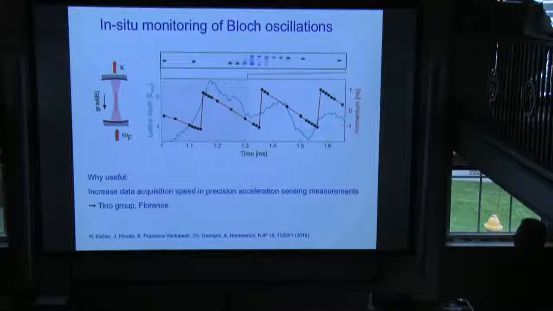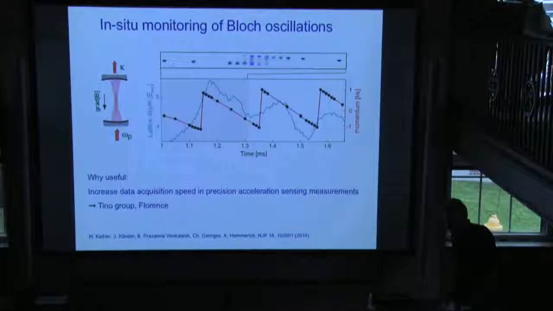Well, Bloch oscillations are used by people doing precision metrology, for instance, measuring little g, acceleration sensing. And if you want to do that very precisely, you need high data acquisition speed, and that's hard to do because in a curve like that, for every point you have to cook a new BEC. So that's time consuming. If you can look at such an oscillation, which comes from a single point here, you have gained a lot of time. And so that's good for the metrologists.